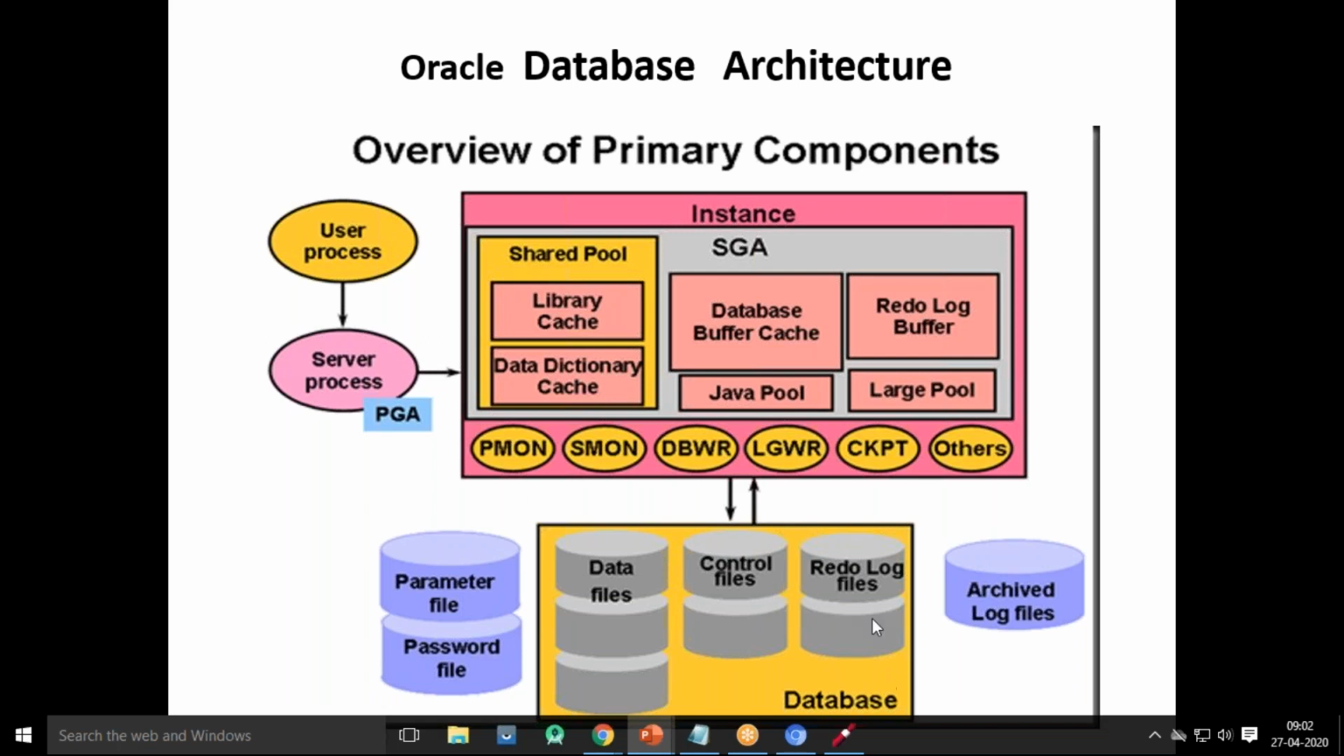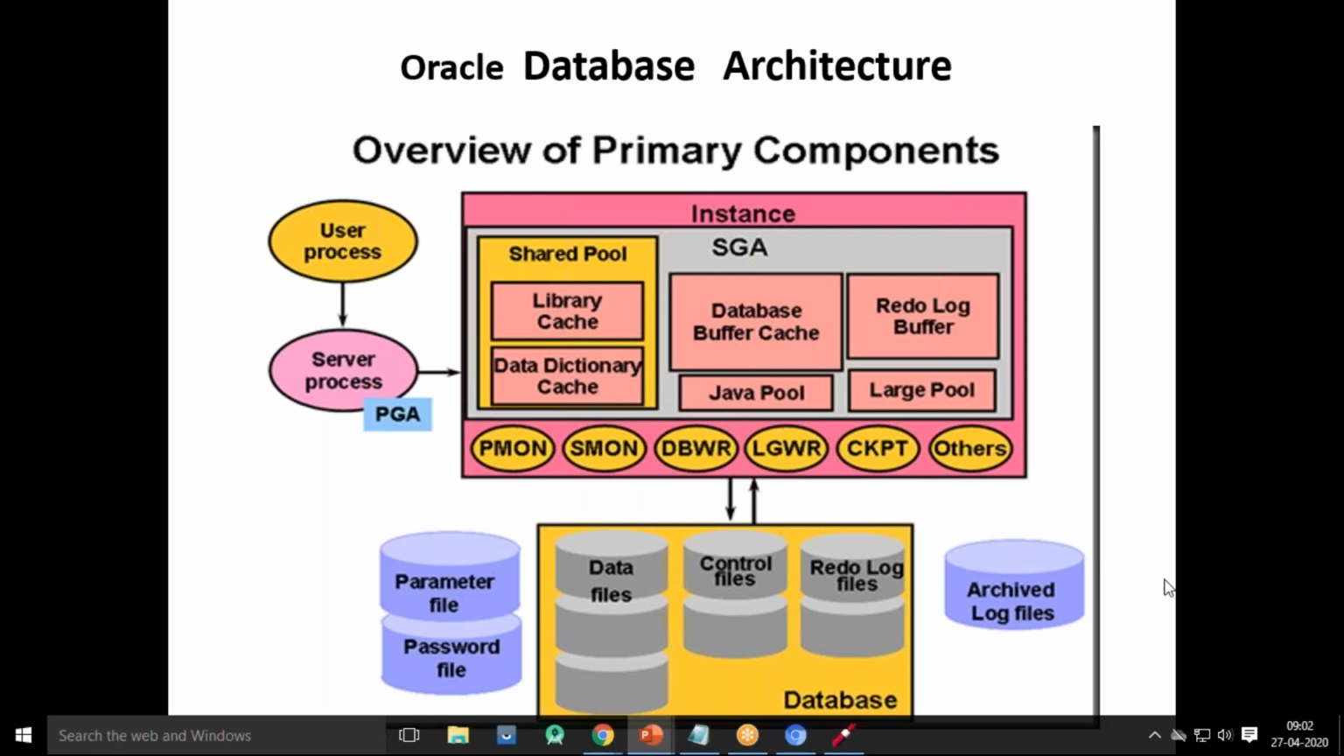Redo log files, we already know, contain redo log entries. Control files will open the database, and they also contain the name of the database, the database ID, and the locations of these files, where the data files reside and where the redo log files reside. All this data is present in the control files only. So this is a very important file. Without this, we cannot open the database.